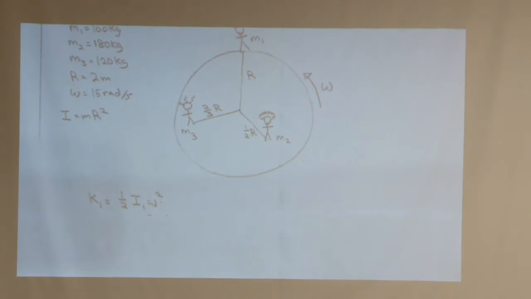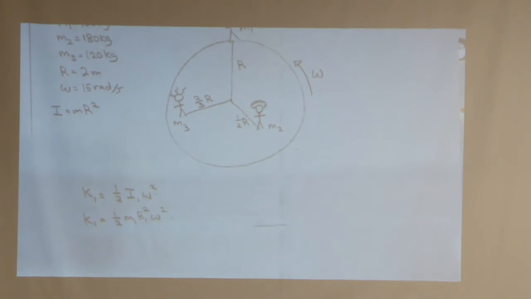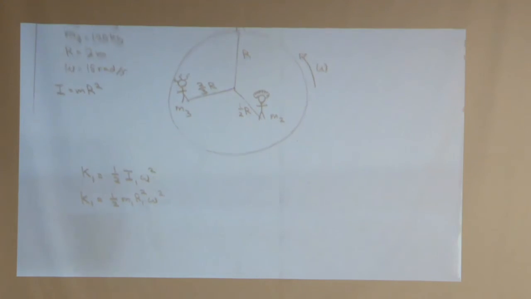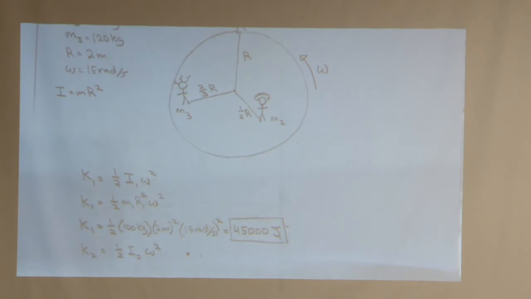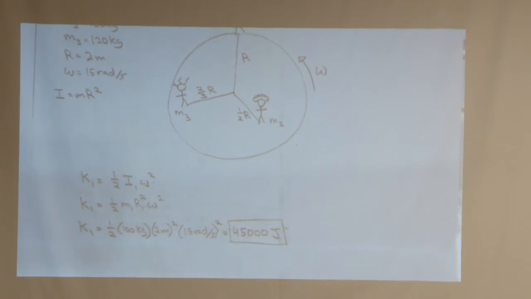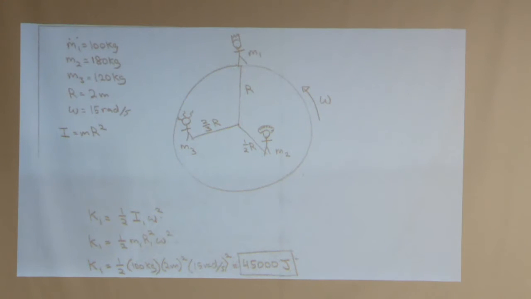All right, so if we look at the first person, we replace I with mr squared. And then from there, we just plug in all the values that we're given. So we're given 100 kilograms, 2 meters, and 15 radians per second. We throw that in our calculator, and we get 45,000 joules. All right. Are there any questions? Move down a little bit. All right. Any questions on how to find the kinetic energy? All right.